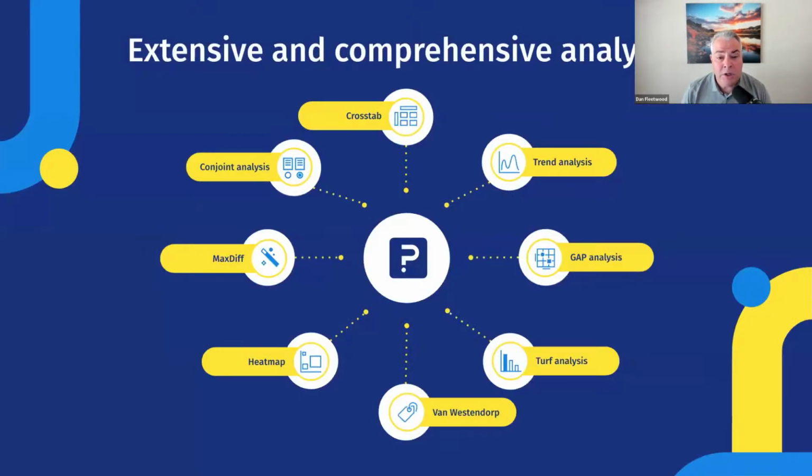And I mentioned a few of the analytics, but I want to dive into a little bit more of what we can do. We have a very robust crosstab tool that will allow you to do things like confidence intervals. It will also have different types of stat testing as well. You can run different banners and stubs and so forth within that as well. We have conjoint analysis, max diff, heat map. We have that as well. Van Westendorp. We have trend analysis, gap analysis, and turf analysis, which I will be showcasing here in just a bit.